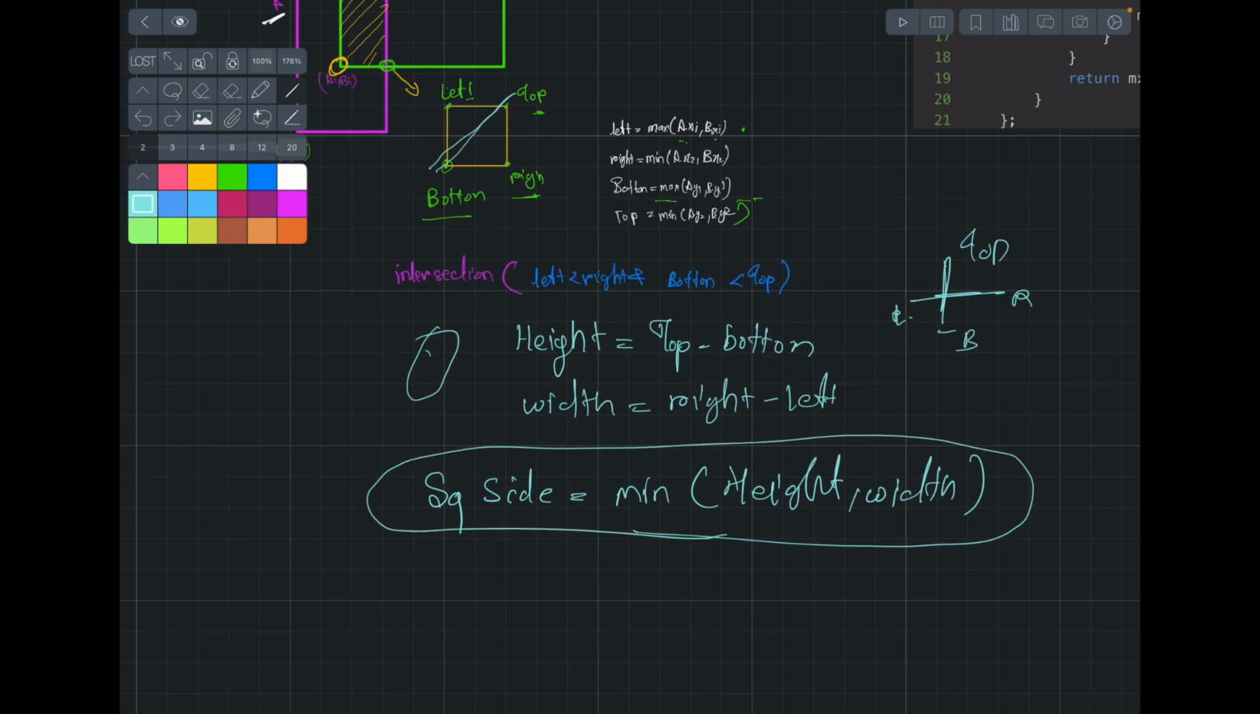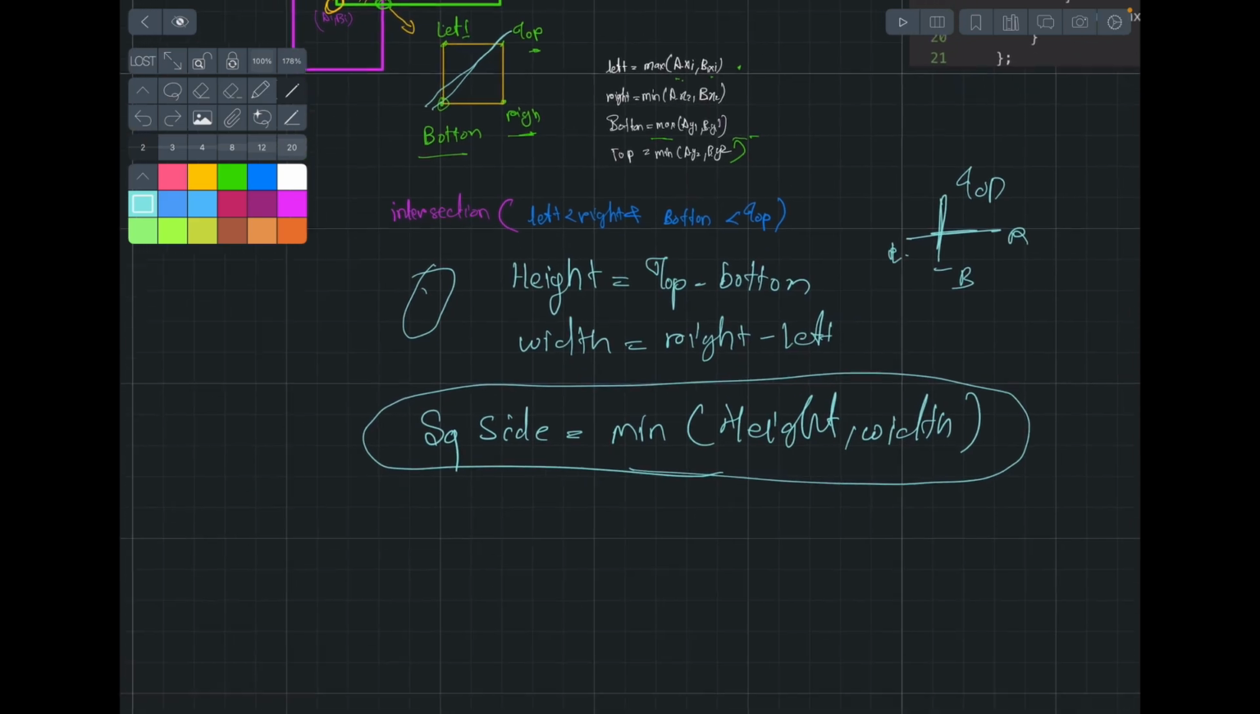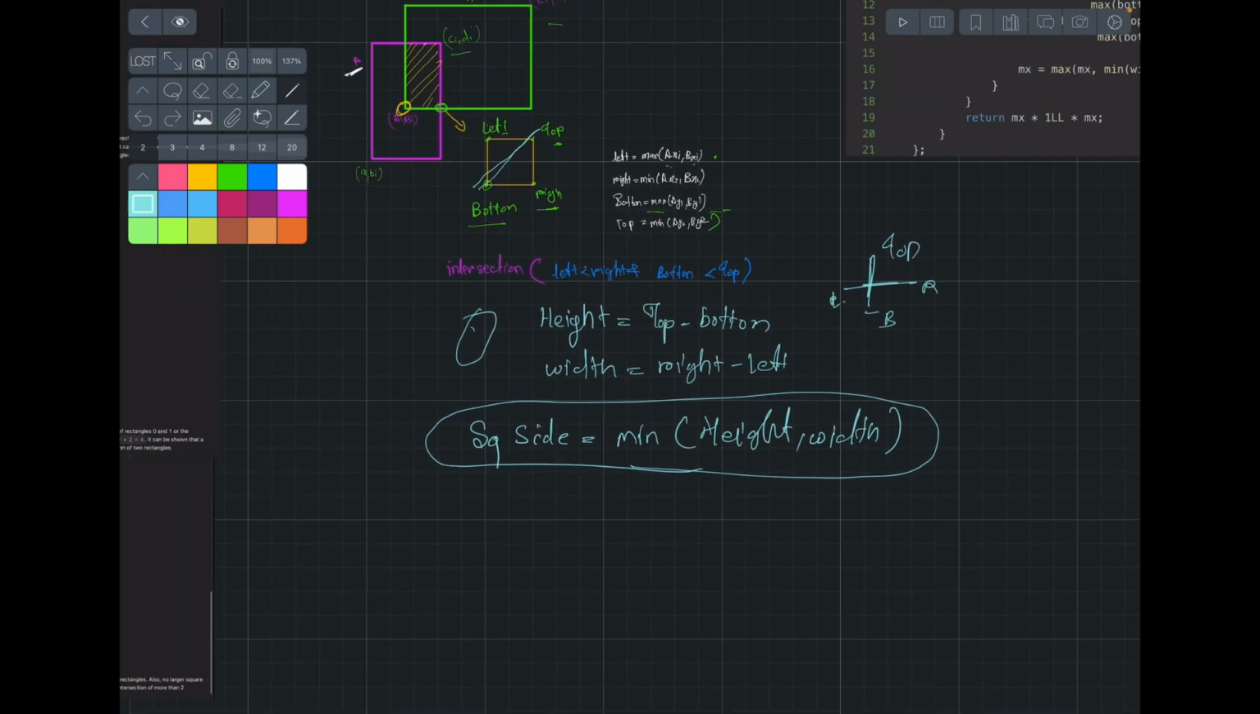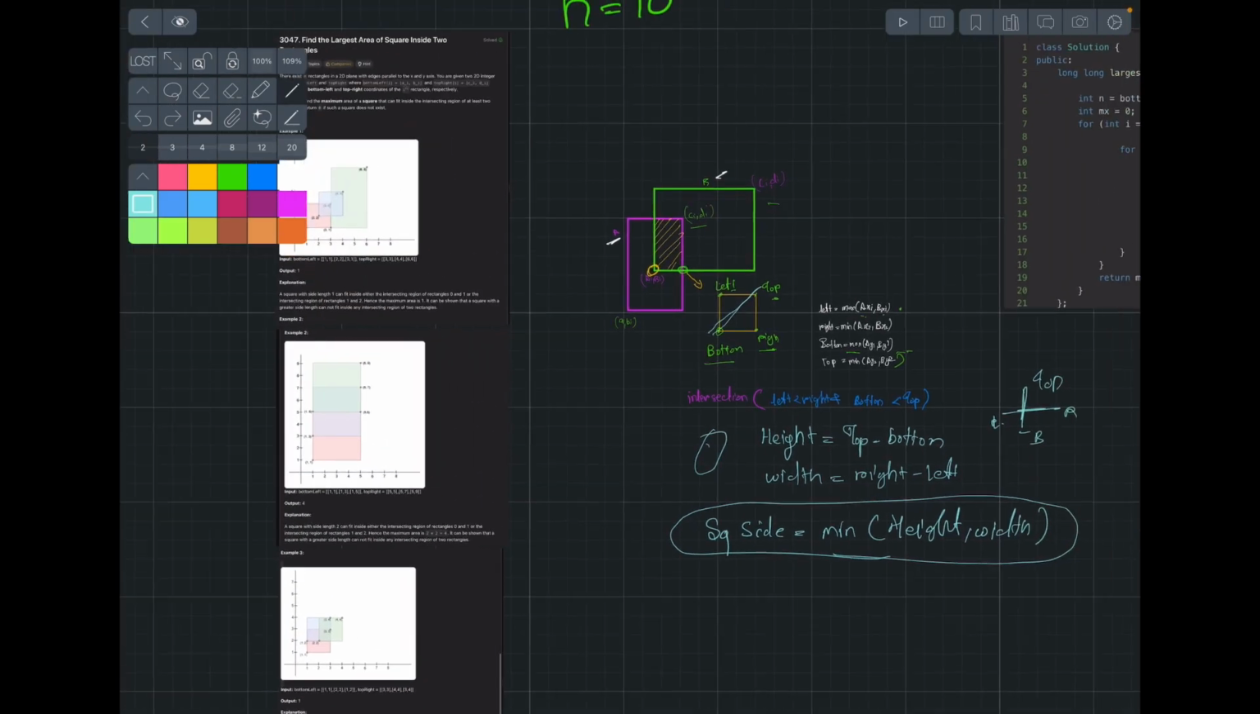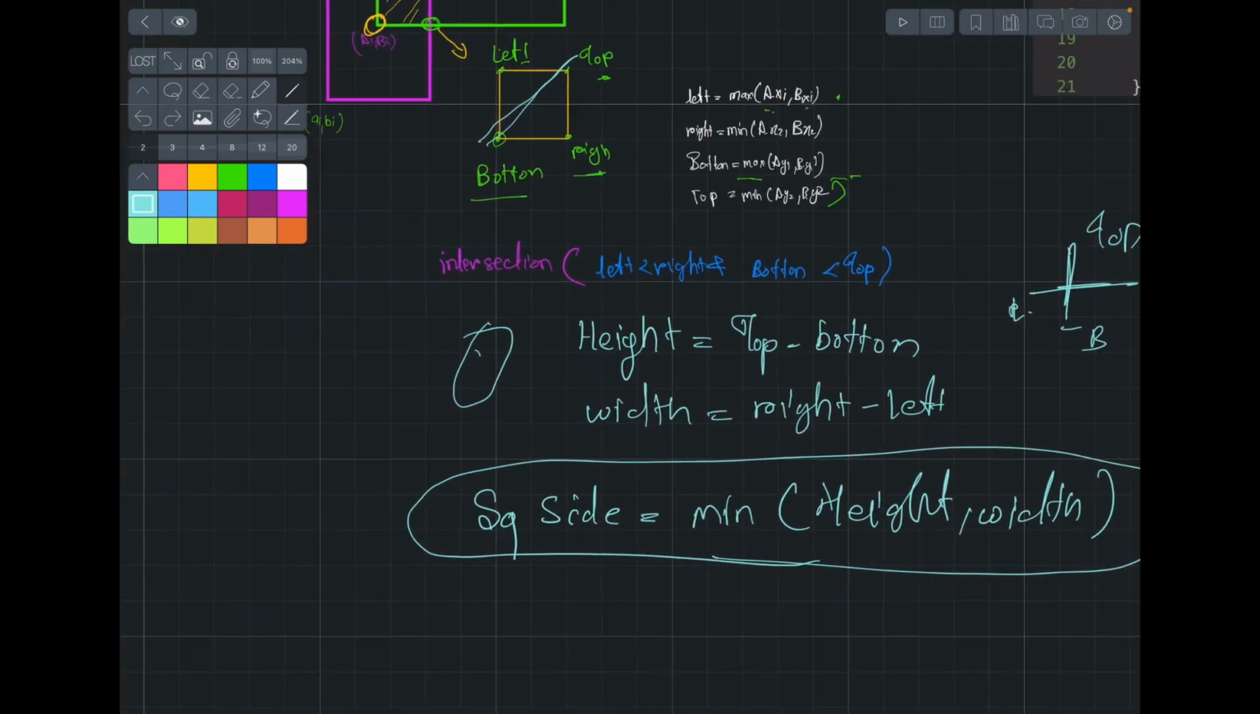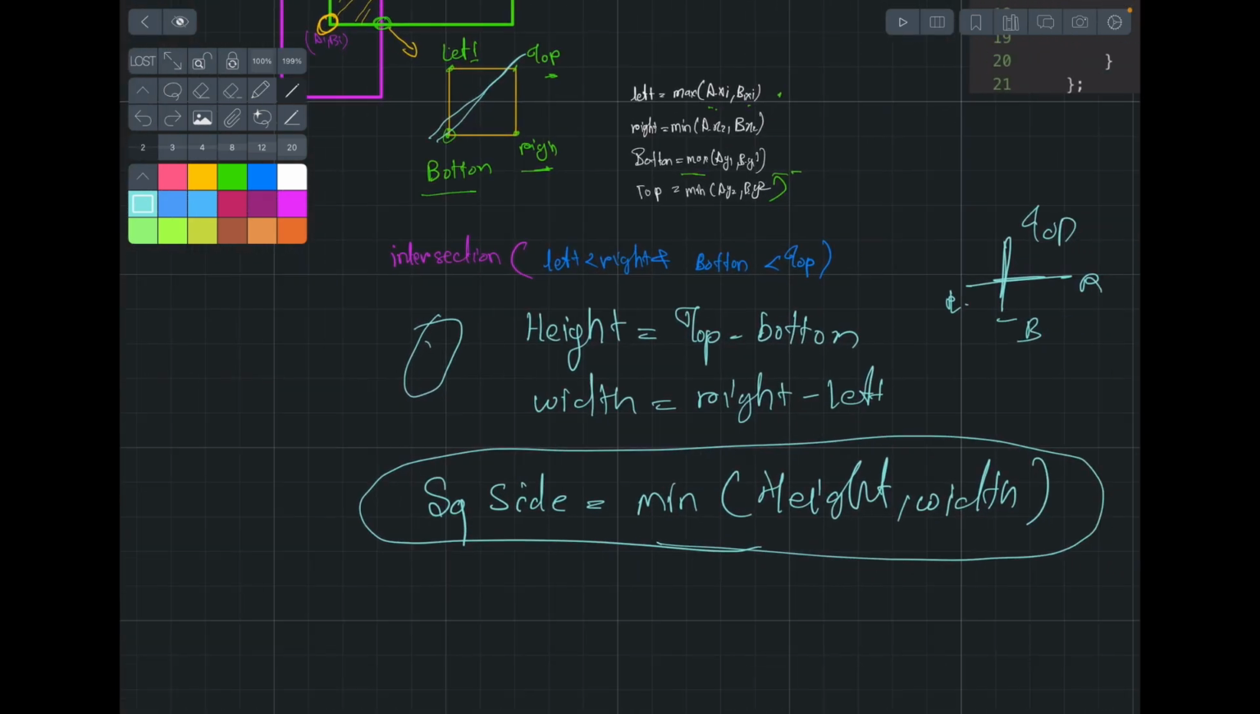So we will calculate the maximum square side for each pair of rectangles. We will find each max side, then keep updating the max side. Whatever our answer will be equals to the max side squared.